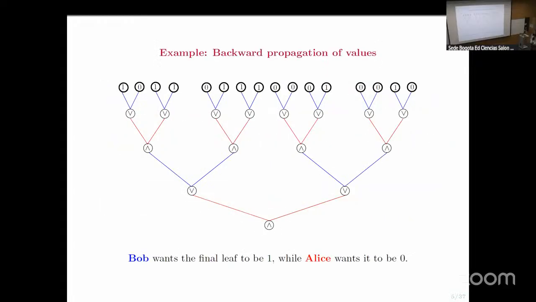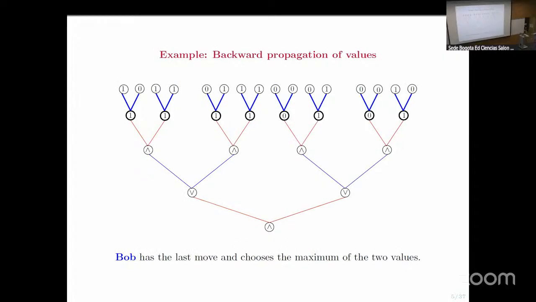Okay, so let me show you an example. This is to see the game backward. You start with these zeros and ones in the leaves that I assign, as I already said, according to some Bernoulli random variables. And then Bob wants the final leaf to be 1 in order to win. So Bob is going to maximize these values. So he takes the maximum of the values of the leaves.